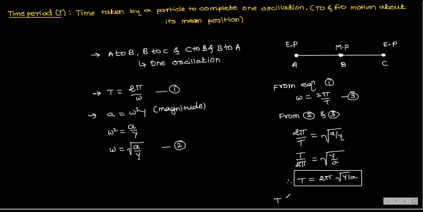So therefore, can I write like this? T is equal to 2 pi under root displacement divided by acceleration. Yes. Displacement divided by acceleration. This is what your time period formula. Clear? Understood? Right. So note down this and let's move ahead.